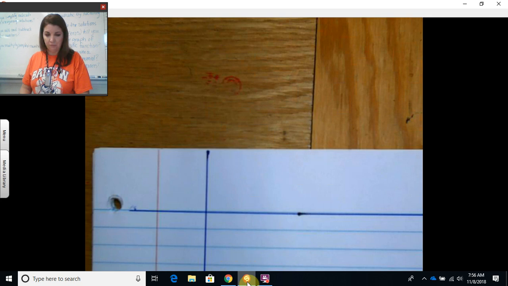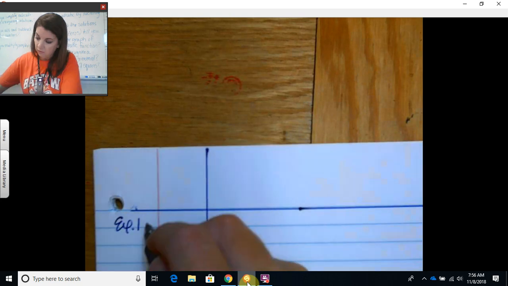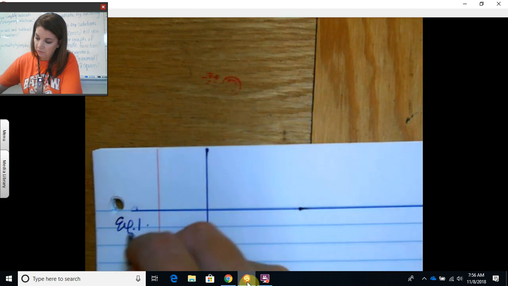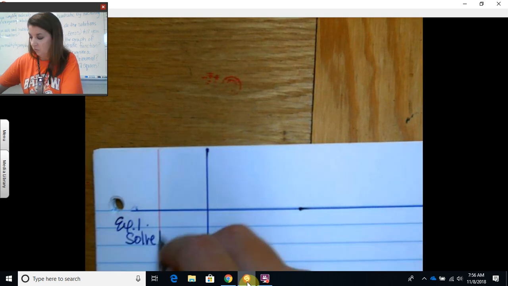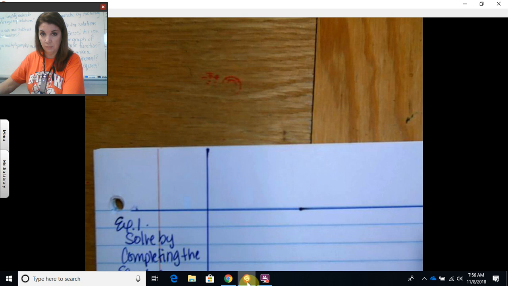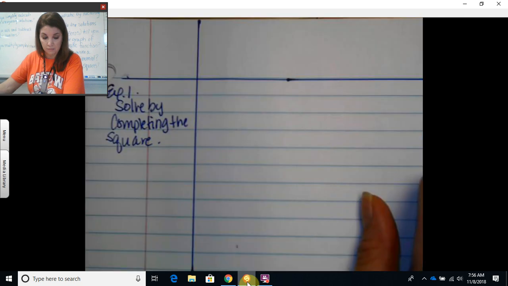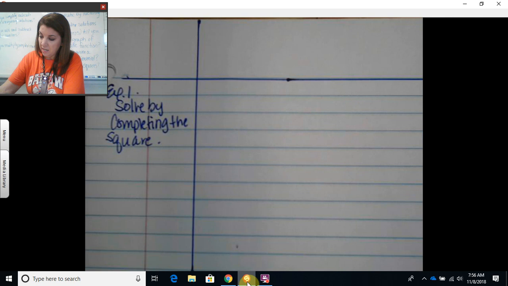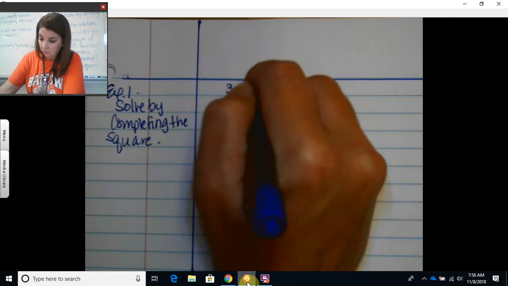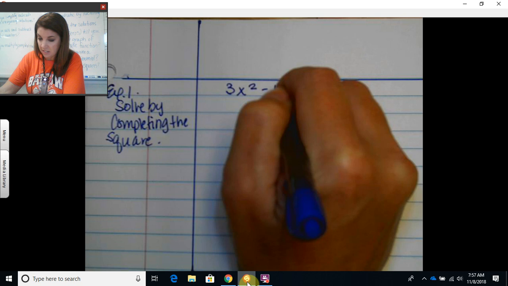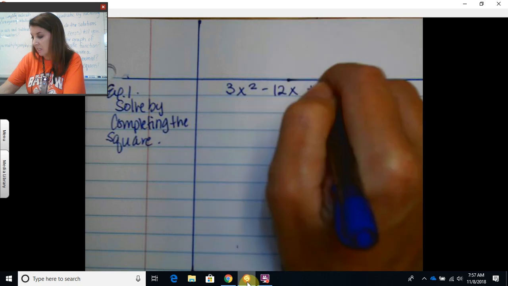All right, so this is example 1. And we are going to solve by completing the square. I guess I could have written that in the top. So my problem is 3x squared minus 12x plus 6 equals 0.